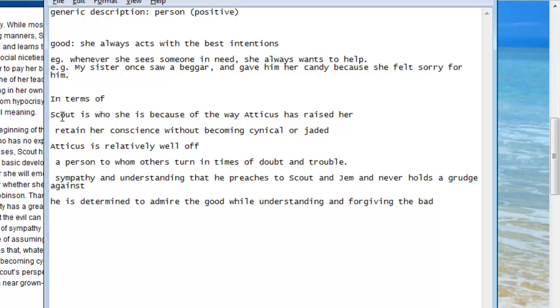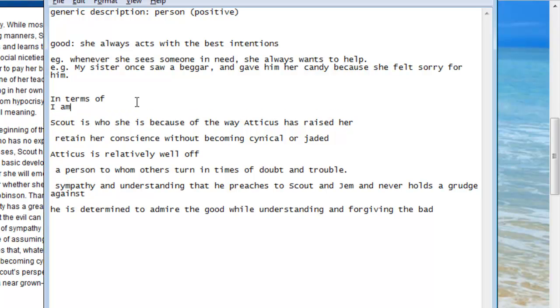Okay, so here, rather than "she is who she is because of the way someone has raised her," we could say "I am who I am because of the way... someone taught me, or someone raised me, or because of the way..." No, I'll leave it there.